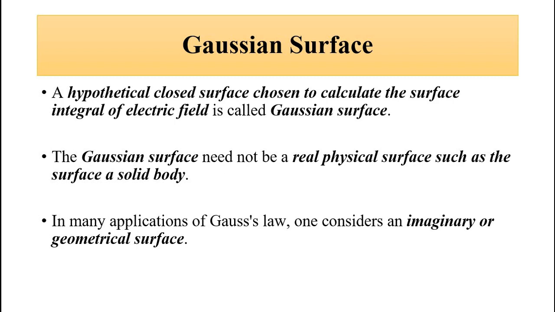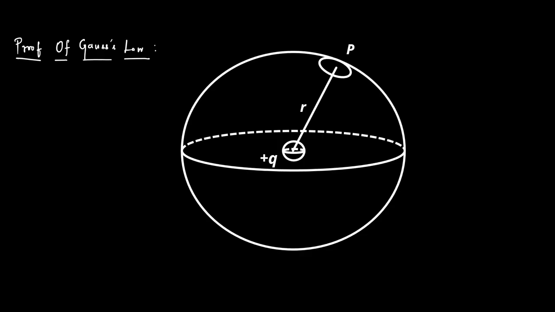Okay, so here now we will discuss some other concepts related to proof of Gauss law, how Gauss law can be proven theoretically, and then we will try to derive Coulomb's law from Gauss law. So here we will try to prove the Gauss law by using a particular example, a situation.